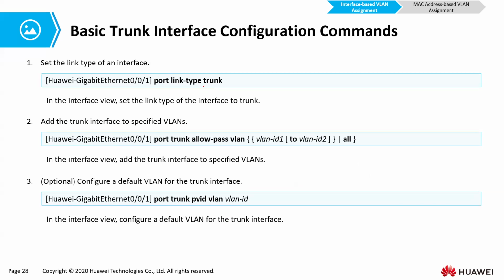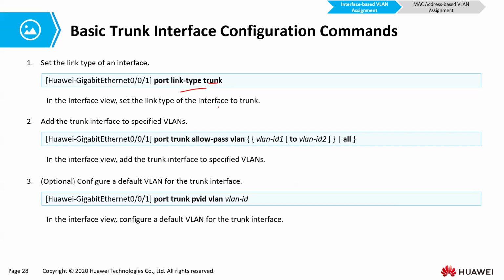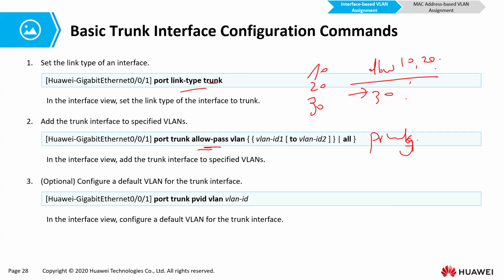In another case, we're not going to use trunk. In this case, we're going to use access. Port link type, we're not going to set a trunk as well, trunk or access. Then allowed VLANs, to add a trunk interface to specified VLANs. Here I am allowed VLANs. Then VLAN pruning. So I'm going to create VLAN 10, 20, 30, but on my trunk I allow 10, 20. It means VLAN 30, if it enters, gets dropped. Allowed VLANs.